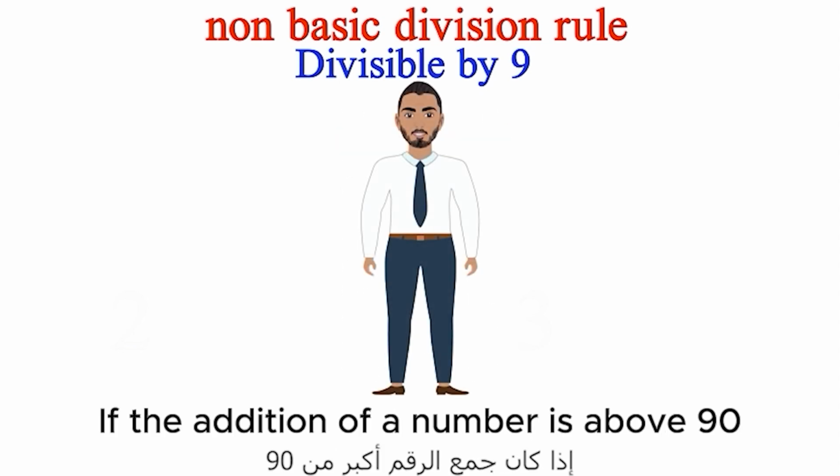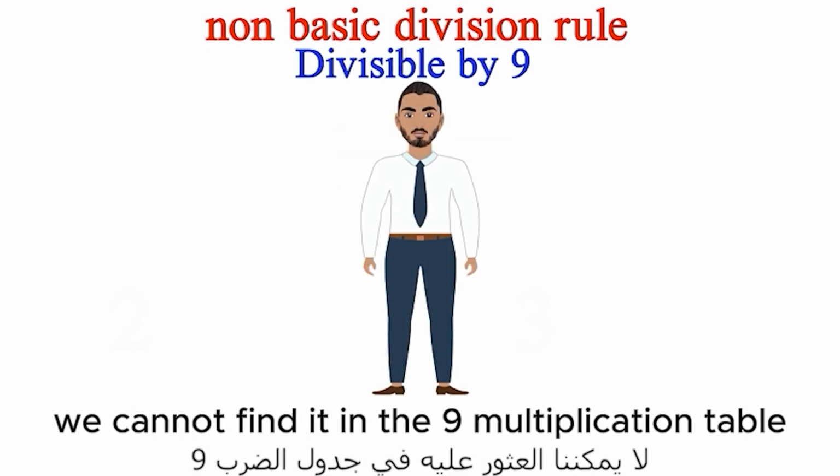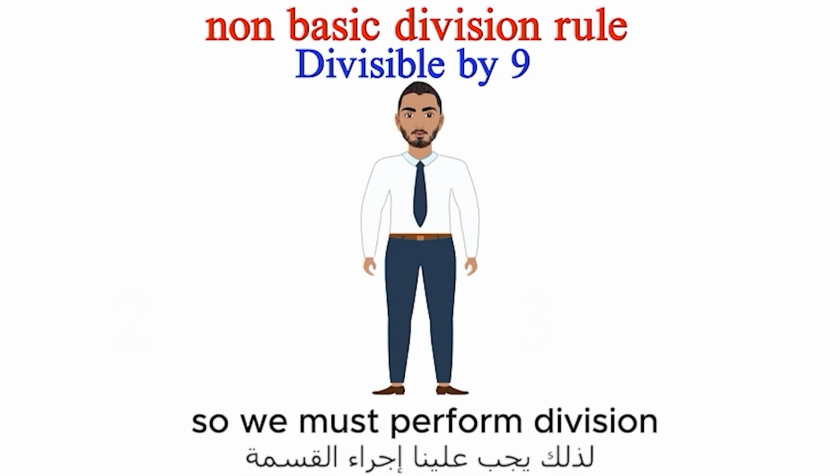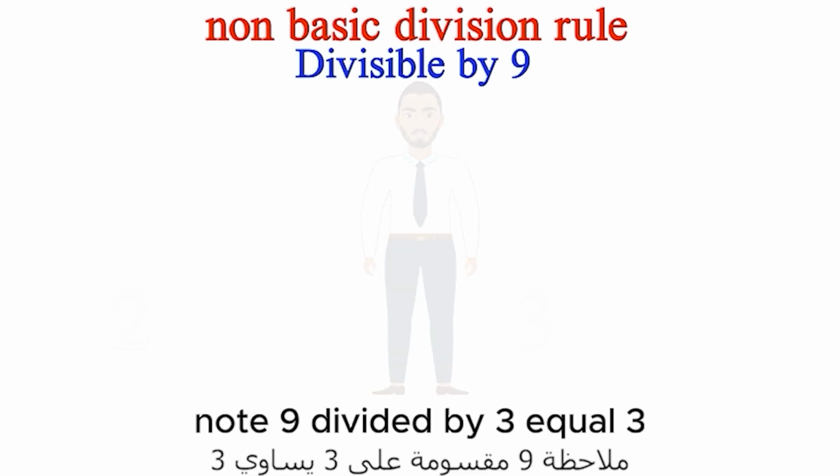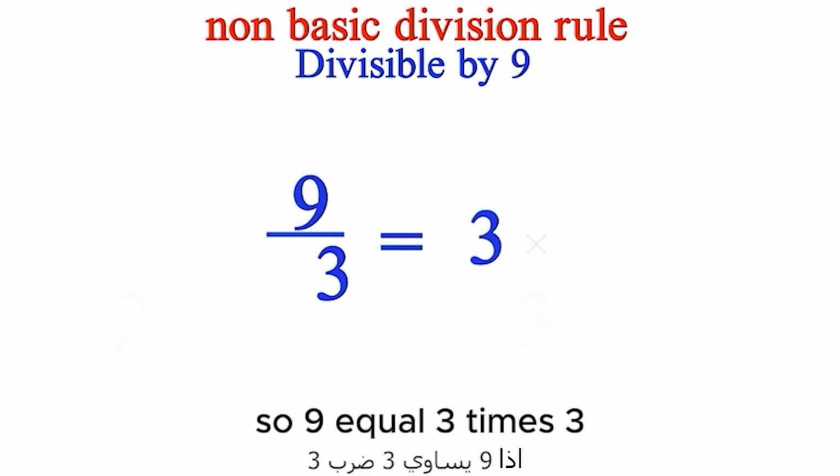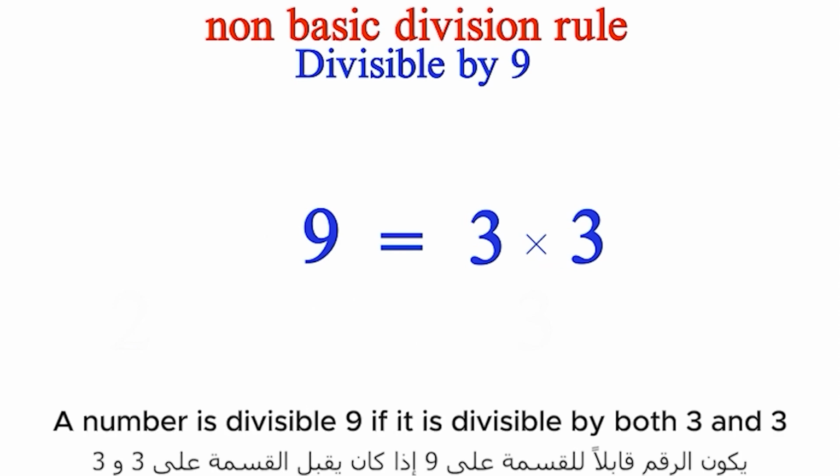If the sum of the digits is above 90, we cannot find it in the 9 multiplication table, so we must perform division. Note 9 divided by 3 equals 3, so 9 equals 3 times 3. A number is divisible by 9 if it is divisible by both 3 and 3.